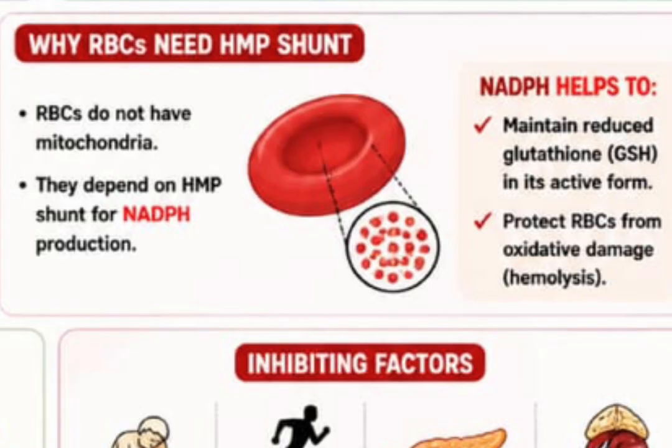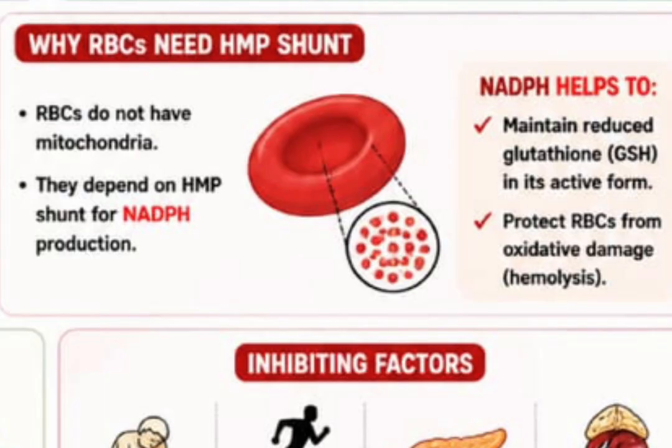Now, our RBC do not have mitochondria. That is one thing you should know. Our RBC do not have what? Mitochondria. So since it doesn't have mitochondria, it depends on HMP shunt for NADPH production. Are you getting that? So if there's production of NADPH, what will happen?